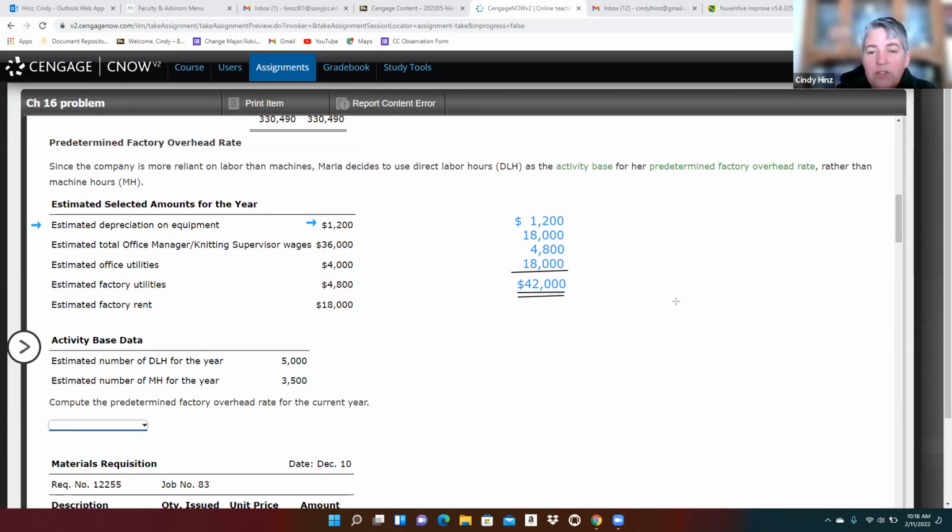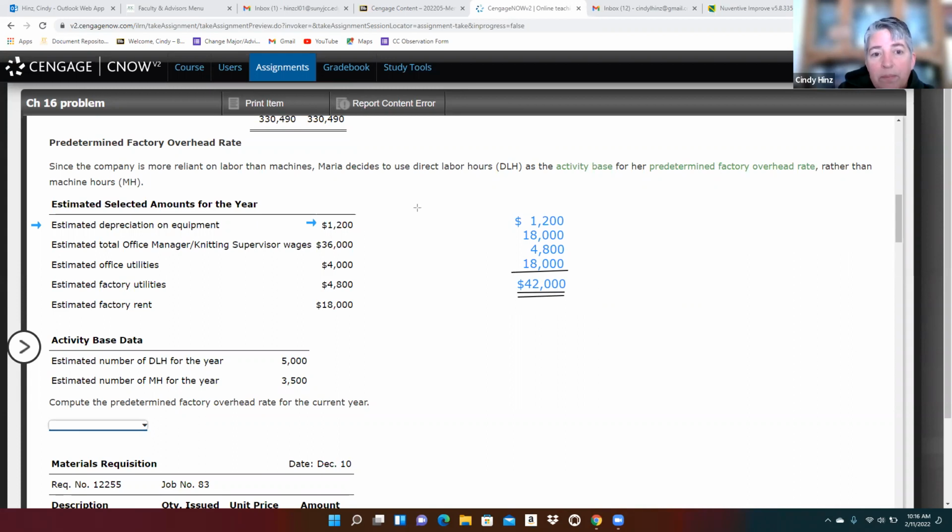So as we learned in chapter 15, our products consist of direct materials, direct labor, and overhead. This represents that overhead. So that's part of the first step in allocating overhead. We have to find our allocation rate.